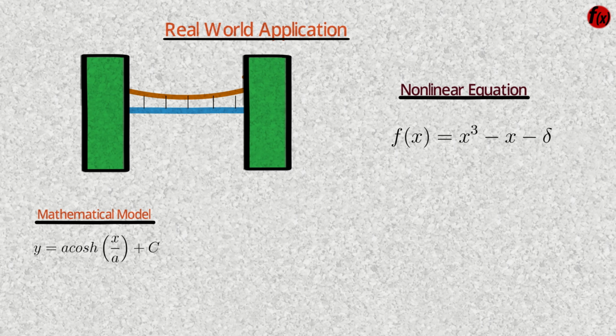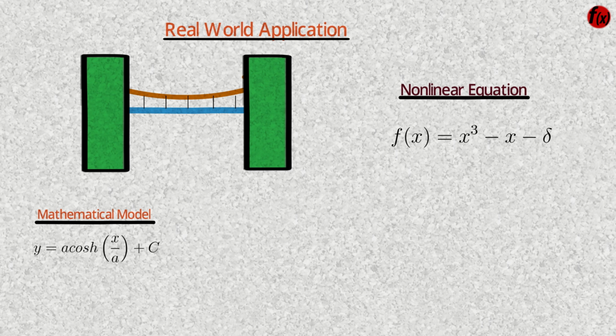Bisection method application. The bisection method can be used to solve this nonlinear equation and determine the optimal sag of the cables. By iteratively refining the interval, the method can converge to the solution, ensuring that the cables are designed with the correct sag to withstand various loads and stresses.